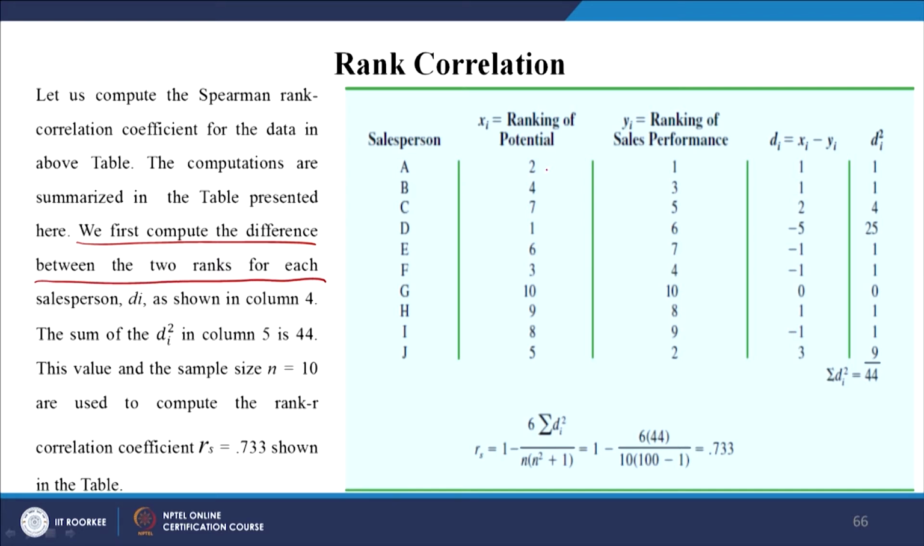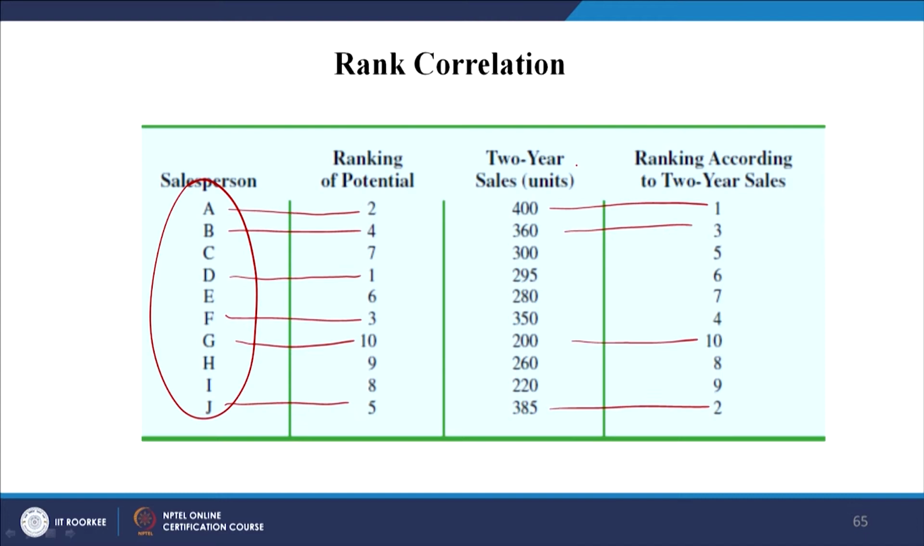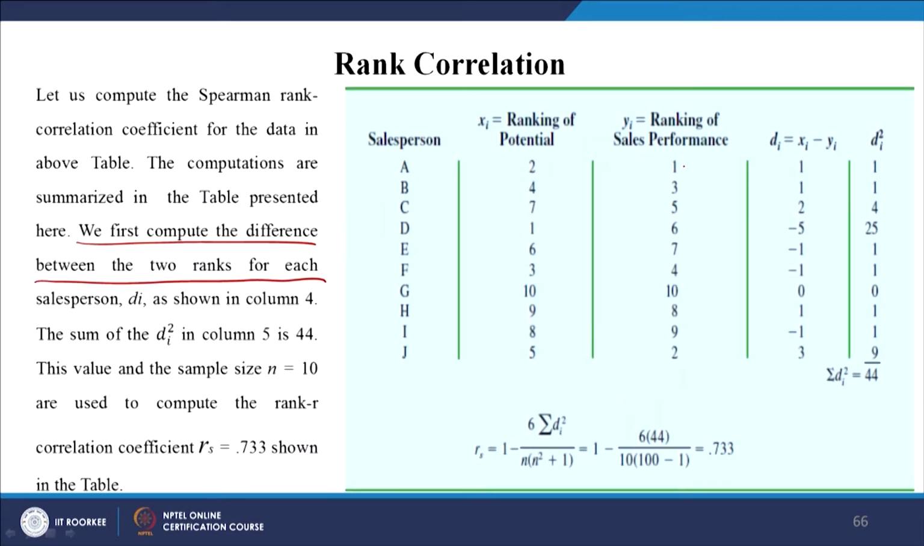This time the rank of the potential was, let us go back and see, 2nd rank, and the same person gets 1 rank here; 4 and 3, let us say. So d_i is x_i minus y_i. This is 2 minus 1, 1; 4 minus 3, 1; 7 minus 5, 2; 1 minus 6, minus 5; 6 minus 7, and it goes on. So you get a d_i, the difference in the rankings as per the potential and as per the actual sales.